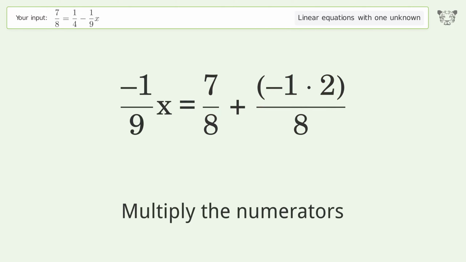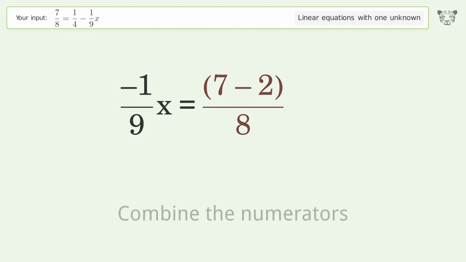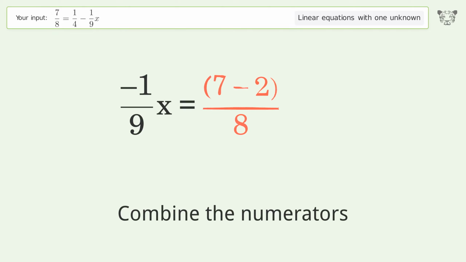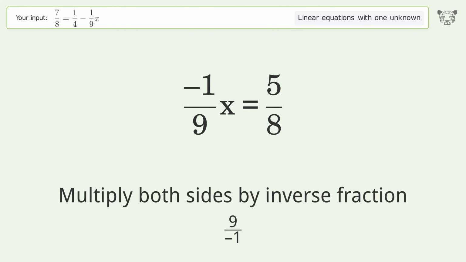Multiply the numerators. Combine the fractions. Combine the numerators. Isolate the x. Multiply both sides by inverse fraction 9/(-1).